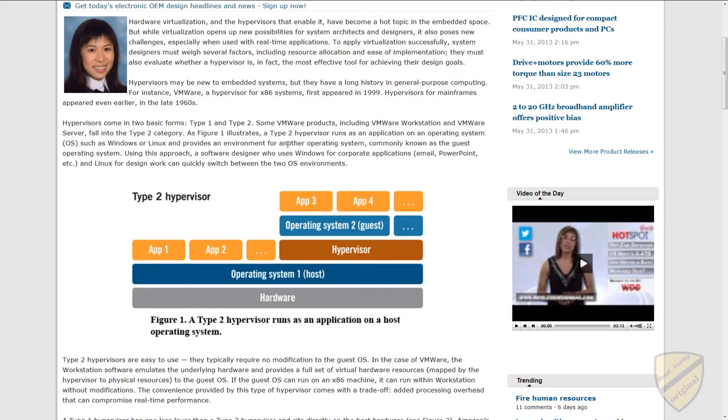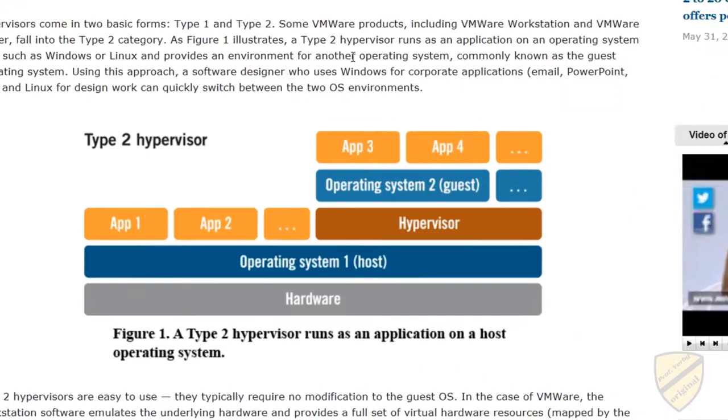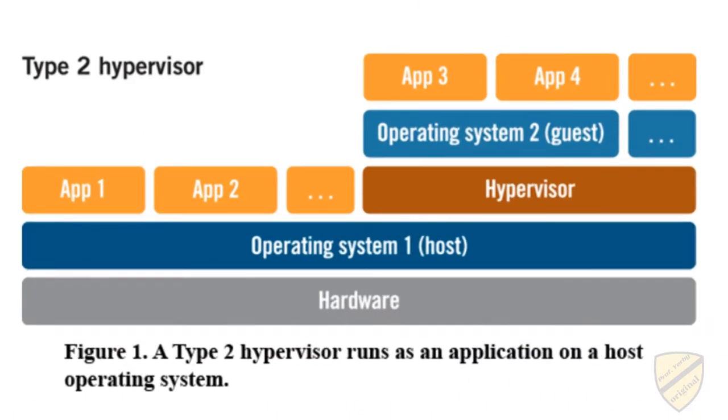So a Type 2 we'll talk about first. It's probably the one that's easier for you to start playing with and testing on your existing machine. So it would be a product such as VMware Workstation, the old VMware Server. It could be Oracle's VirtualBox or Microsoft's Virtual PC. It could be Parallels, Boot Camp if you're in the Mac environment.